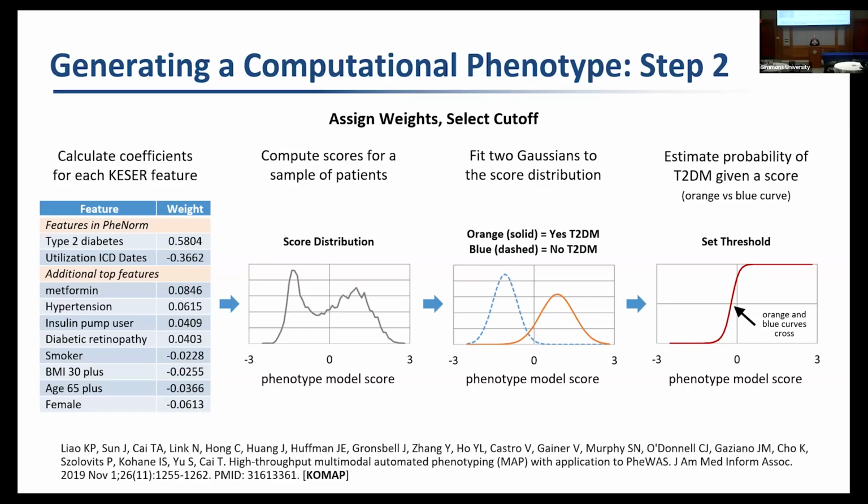Without any chart review at all, it's just doing this basic default way of generating that score distribution and telling you the cutoff.